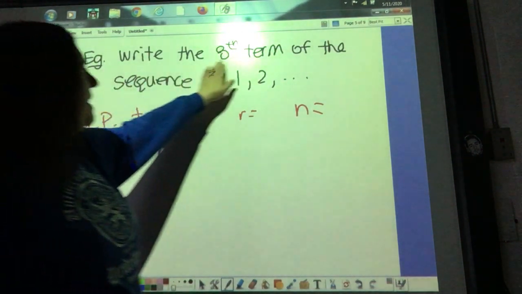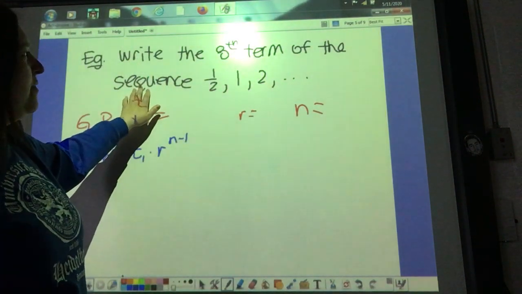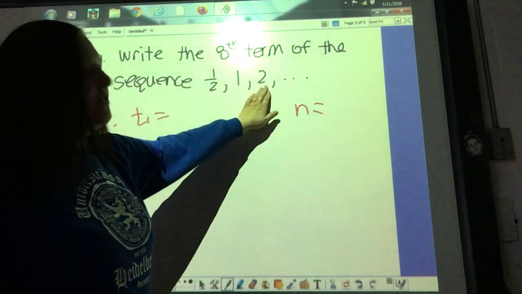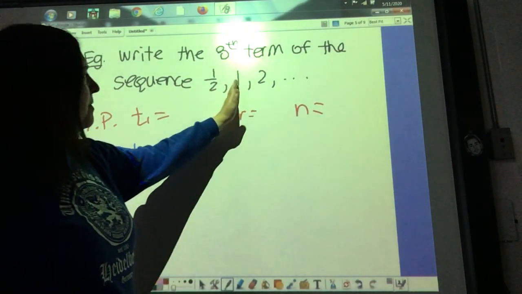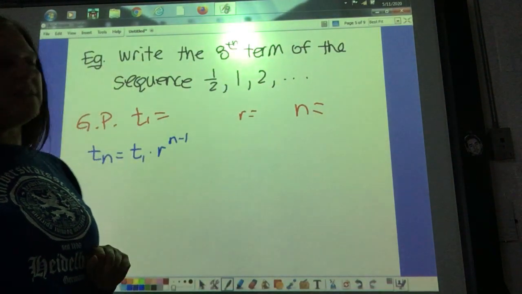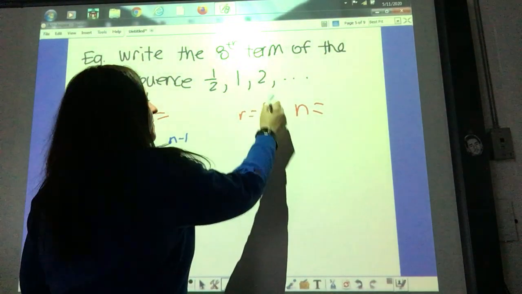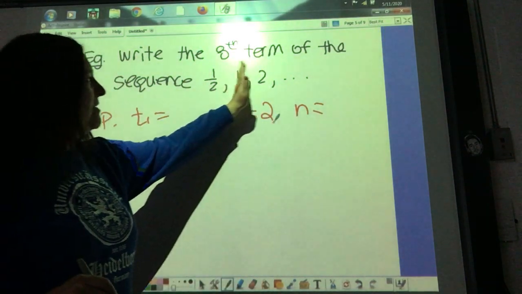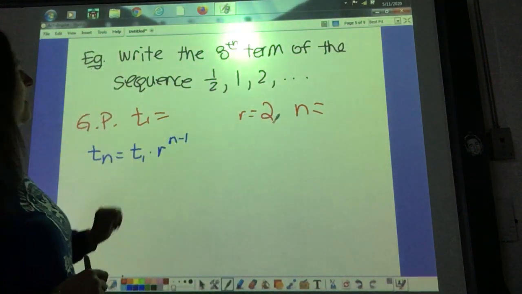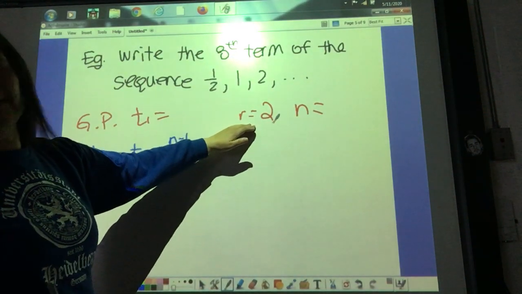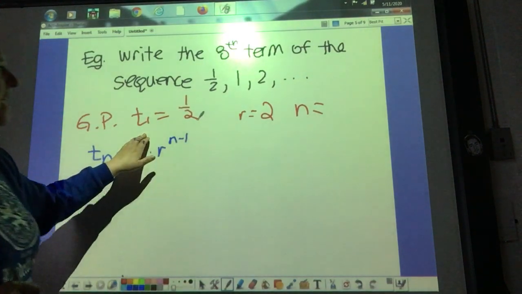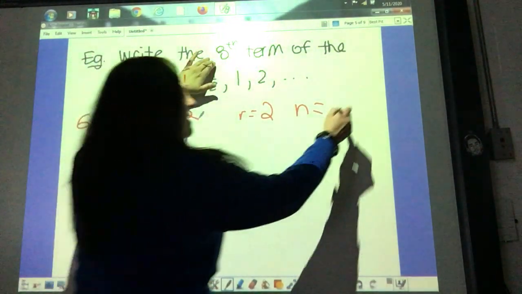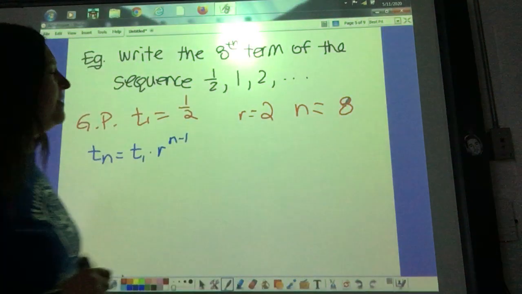The first one: write the 8th term of the geometric sequence 1/2, 1, 2. They didn't say the word geometric, but I can tell it's geometric because I'm multiplying by a constant number. What's the number I'm multiplying by? 2. I keep multiplying by 2 to get the pattern, so I know that the R value is 2. My T1 value, the first term, is 1/2. And the n is 8. That was given in the question. We want the 8th term.